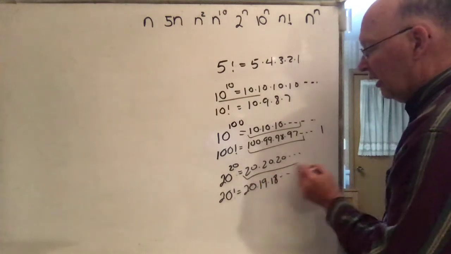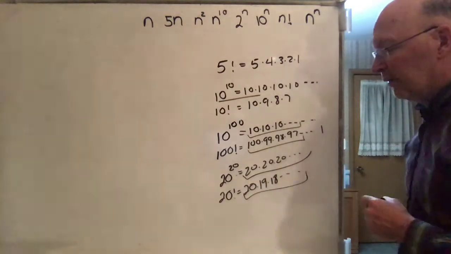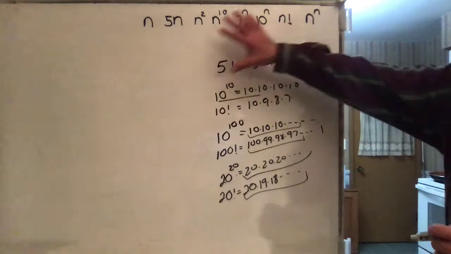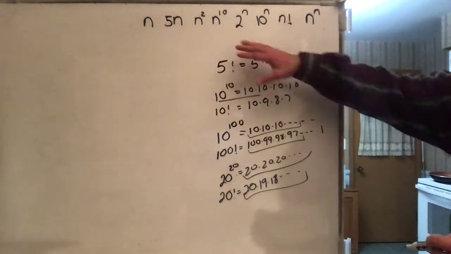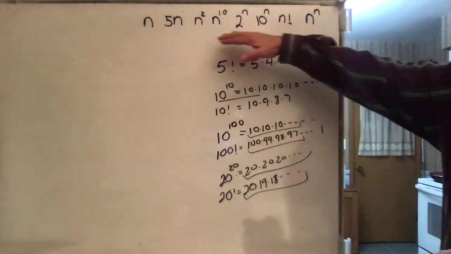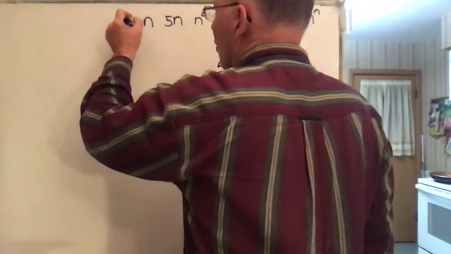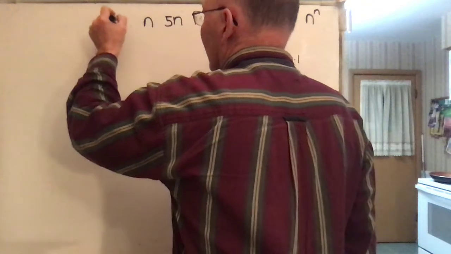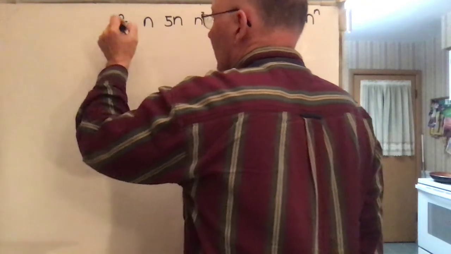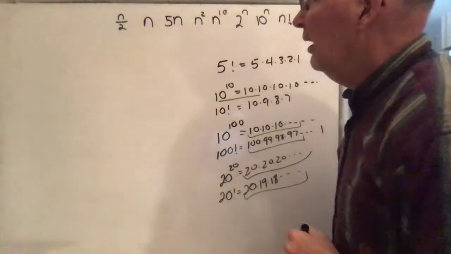They're all 20. So this is going to be bigger than that. Anyway, it's good to have that bird's eye view of which ones of these grow faster than the others. Then we can also grow slower than n. We could obviously have n over 2, right? That's going to grow slower than n.